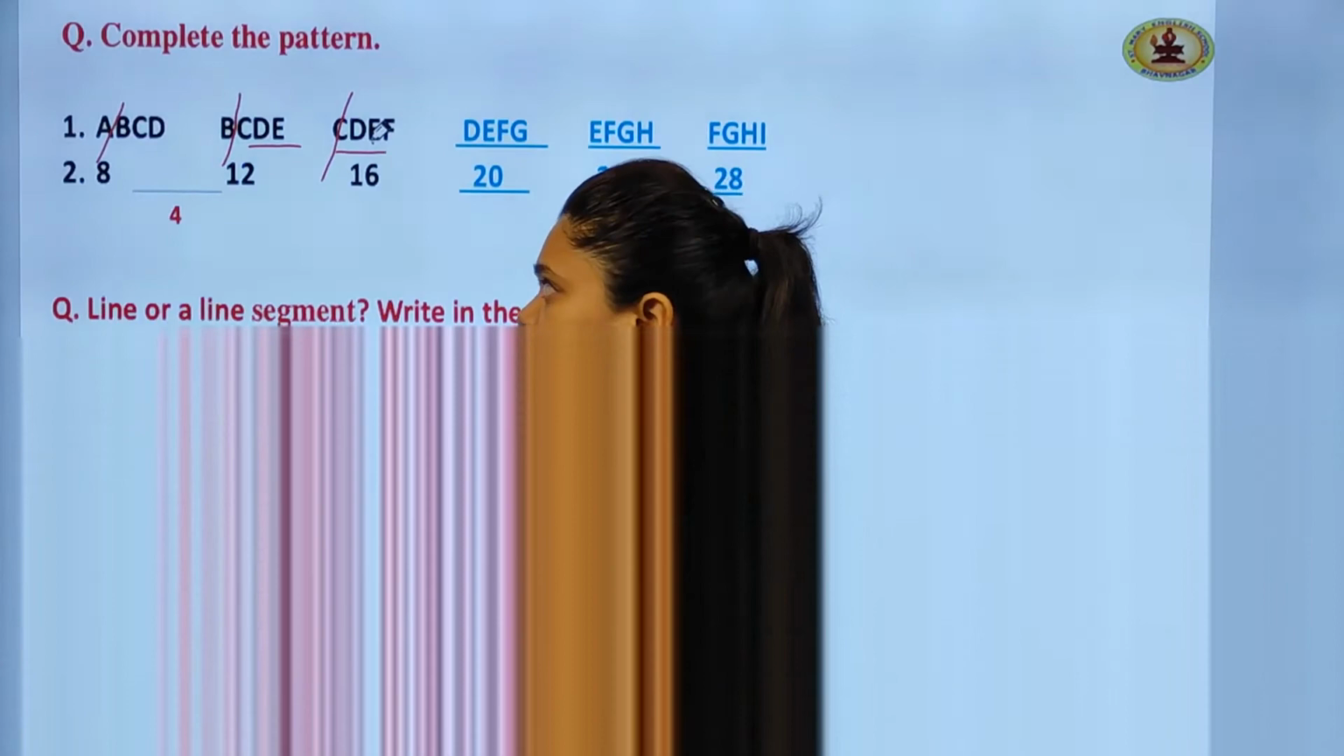Out of 3, how many parts do we have to shade? We have to shade only one part. That means we have shaded the green one. That means out of 3 parts, 1 part is shaded. That means 1 upon 3.